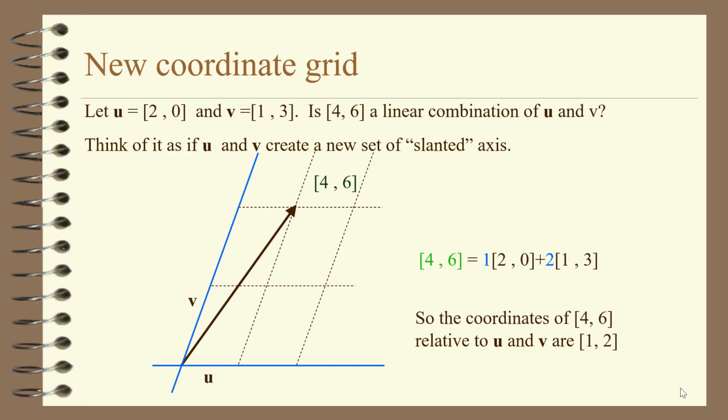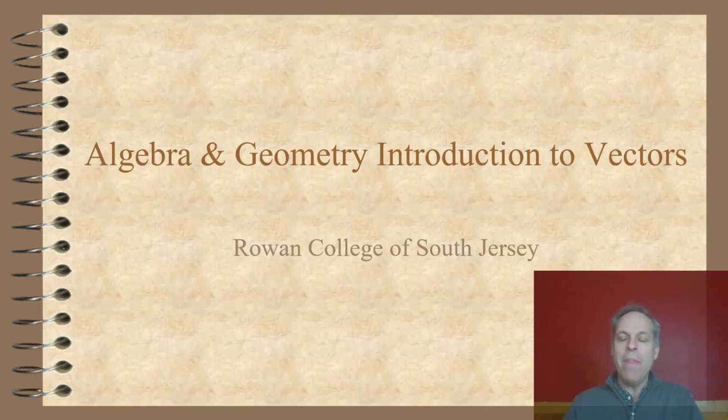This is neat because that means I gave a different name to the vector 4, 6. It's also the vector 1, 2 relative to the vectors u and v. Hopefully also you can see that if I were to draw any vector, not just 4, 6, I could still create this slanted coordinate system and find coordinates of the old vector in terms of the vectors u and v. The vectors u and v in some way kind of span the whole space. That is a topic that we will get to later on. And that's enough for now.